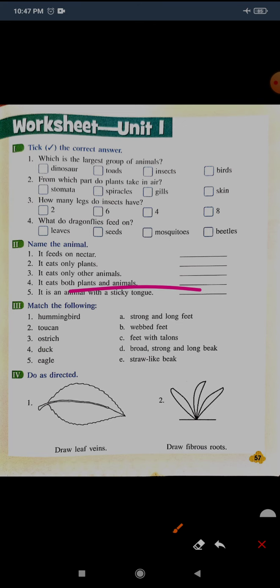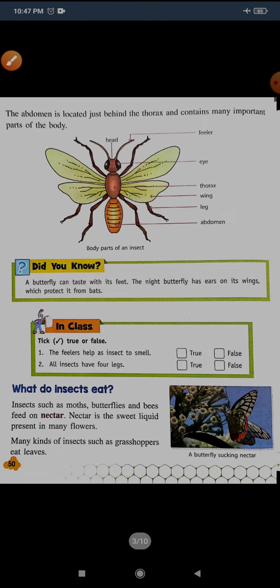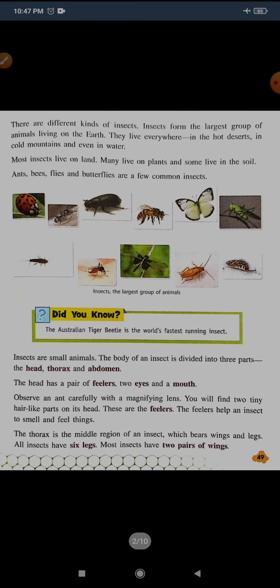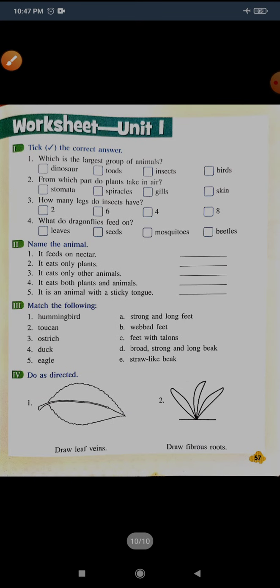Let me confirm for you. Okay, so see the first page in the chapter Insects. Yeah, find it. Insects form the largest group of animals living on the earth. So yes, now I think you are also sure that this is the correct option. Insect is the correct option.